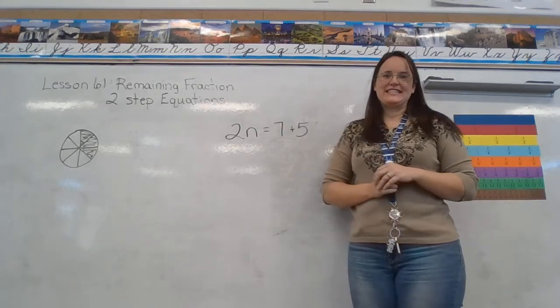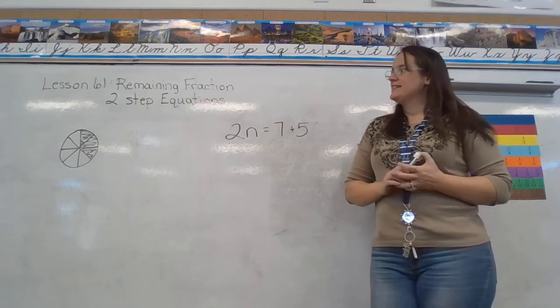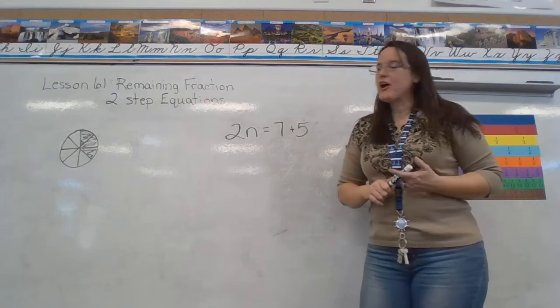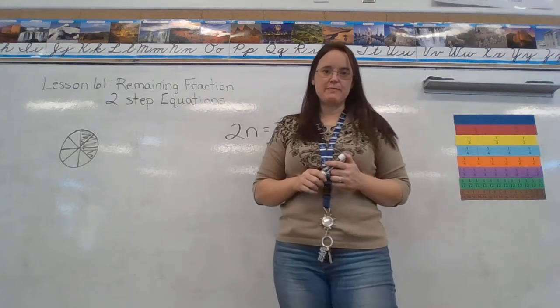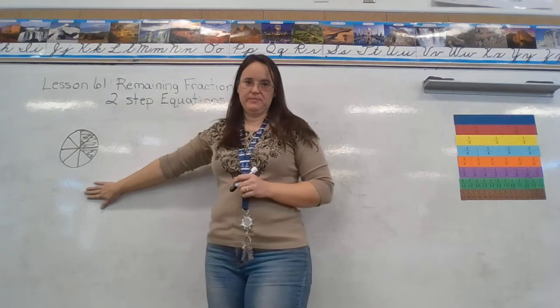Class. Today we are on Saxon Math Book 4, Lesson 61, and today we're going to be talking about remaining fractions and two-step equations. So for our first example here, we're going to look at this circle.